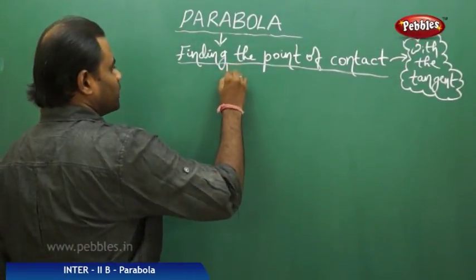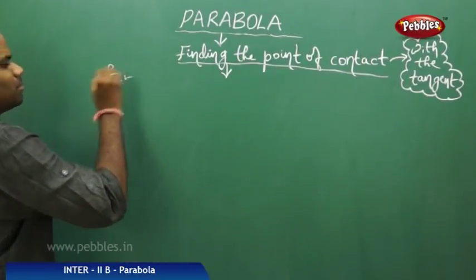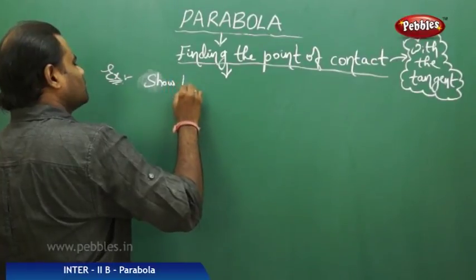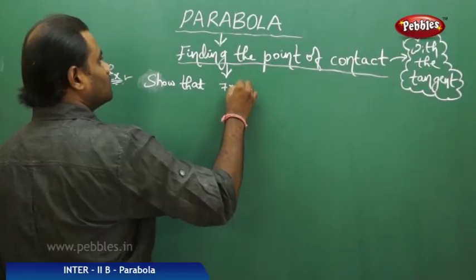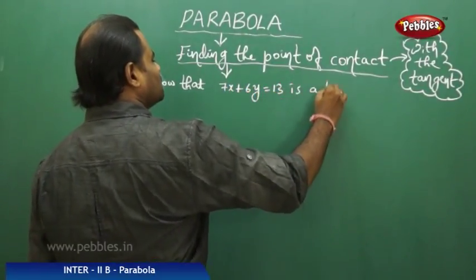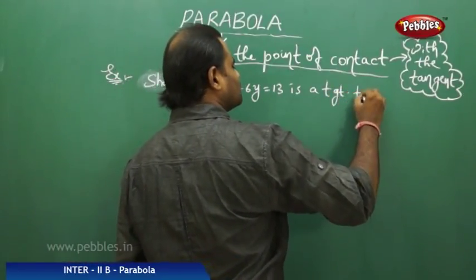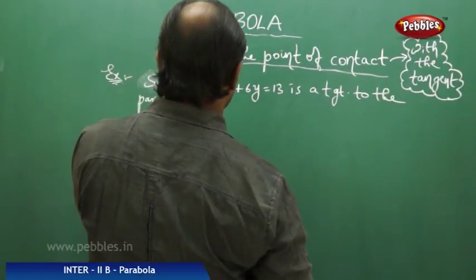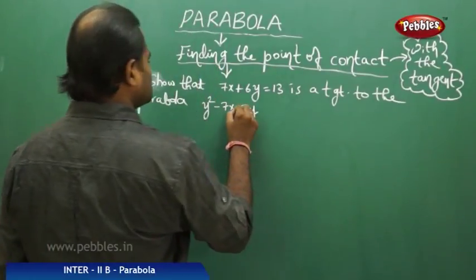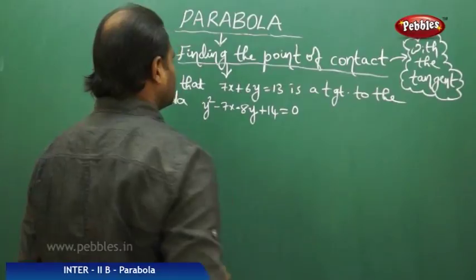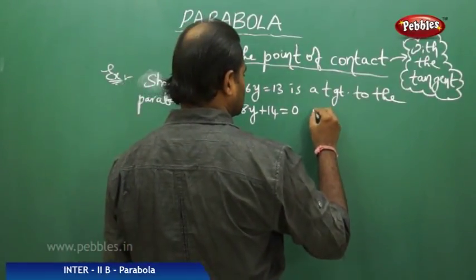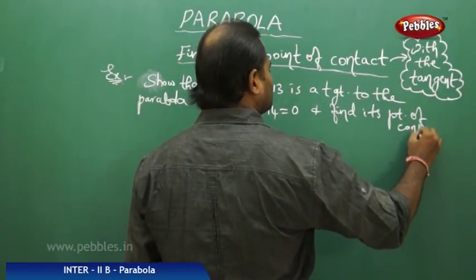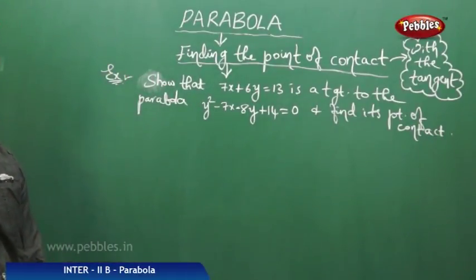So for finding the point of contact, for example, I have an example problem which says: show that 7x plus 6y equal to 13 is a tangent to the parabola y square minus 7x minus 8y plus 14 equal to 0, and hence find its point of contact. This is how the question reads.